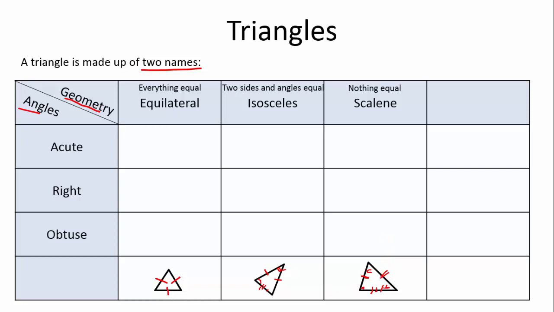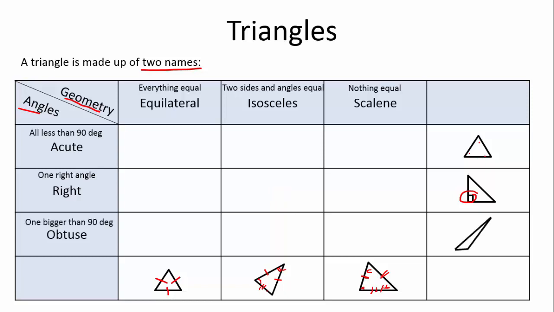Right? Nothing is equal. Then we have acute, where all the angles are less than 90 degrees. A good example is our equilateral triangle with 60, 60, 60. Then we have a right angle where there's at least one angle with a right 90-degree angle. We put a square there to show it's right, because a square has right angles. And obtuse, where one angle is bigger than 90 degrees. And you can quite easily see that this angle here is bigger than 90 degrees.